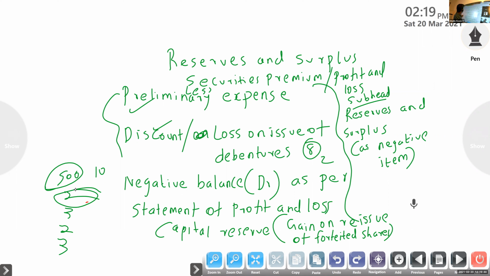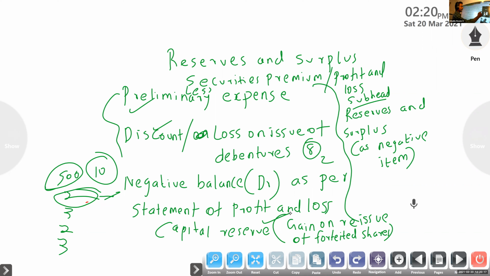If I reissue 500 shares at the rate of 10 rupees, I got 2 rupees profit. Why? Already I got 2 rupees from Anjo. So that is capital reserve only. That gain, that 2 rupees, that is capital reserve only. Gain on reissue of forfeited shares.